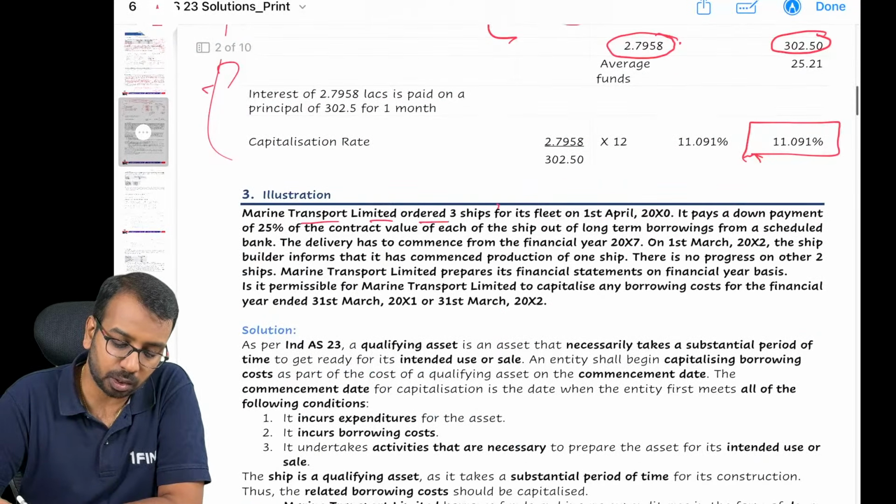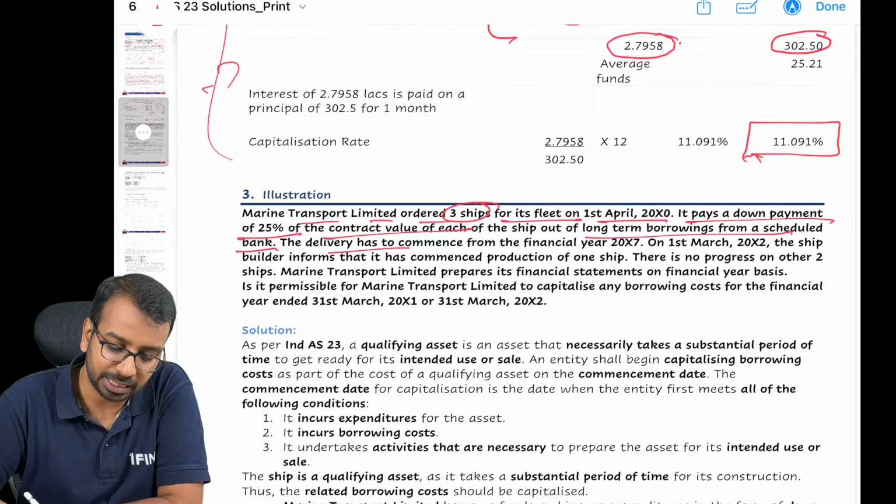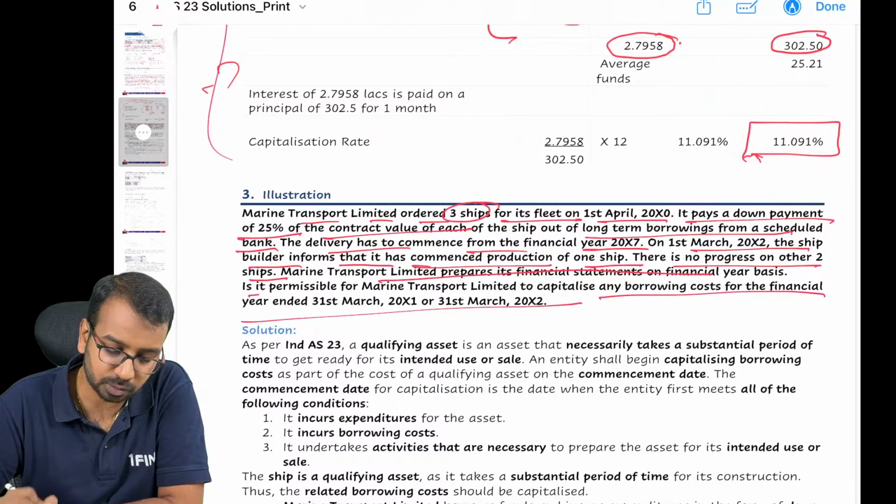Marine Transport Limited ordered 3 ships for its fleet on 1st of April. It pays a down payment of 25% of the contract value out of long-term borrowing from a scheduled bank. Delivery has to commence from year 7. On March, the shipbuilder informs that it has commenced the production of 1 ship. There is no progress on the other 2 ships. They prepare the financial statements on a financial year basis. Can they capitalize borrowing cost for this?